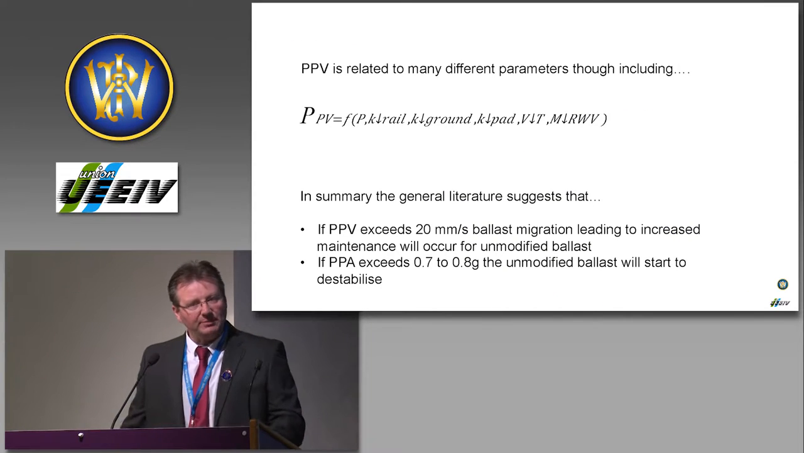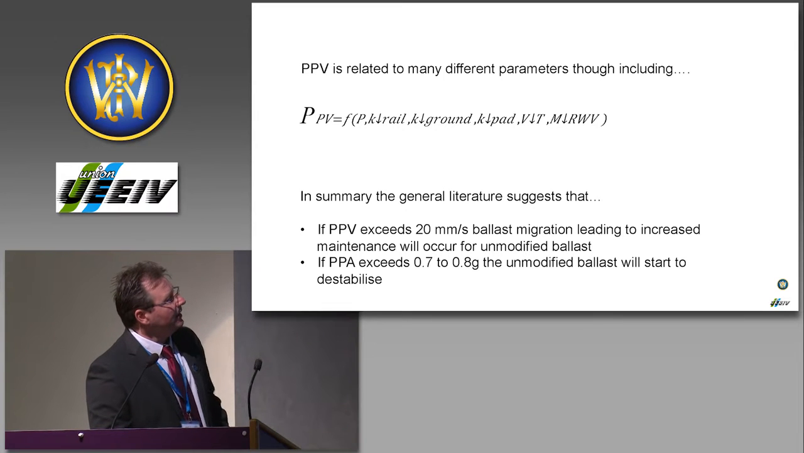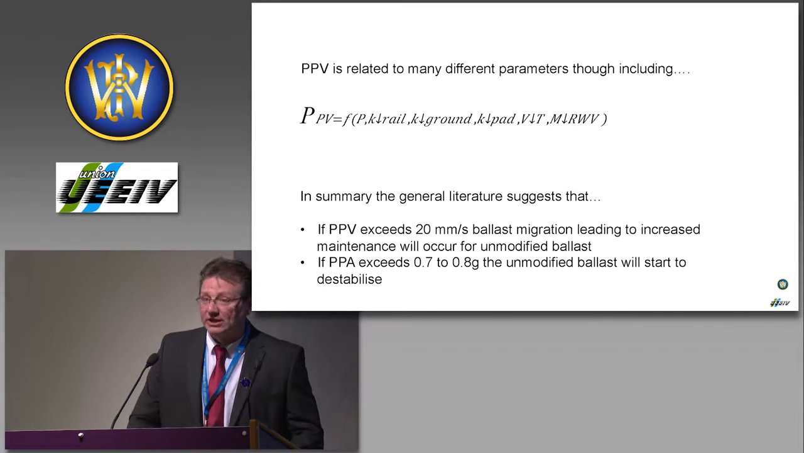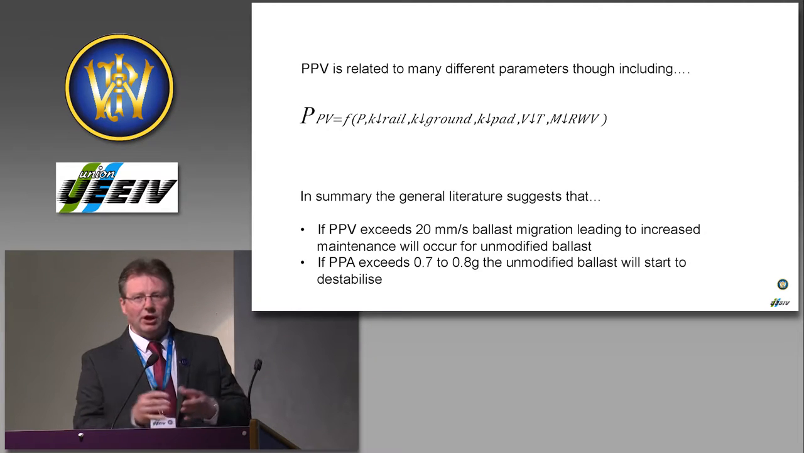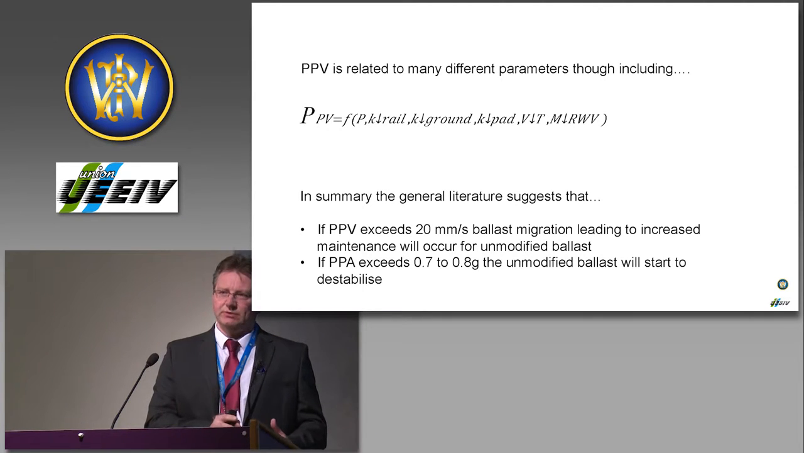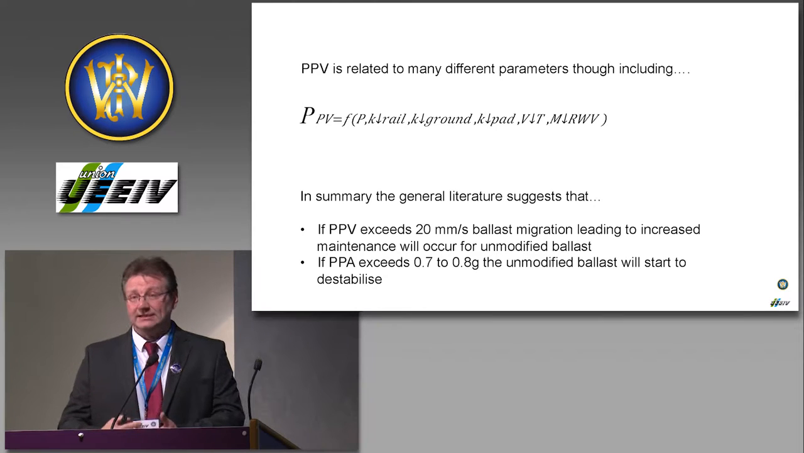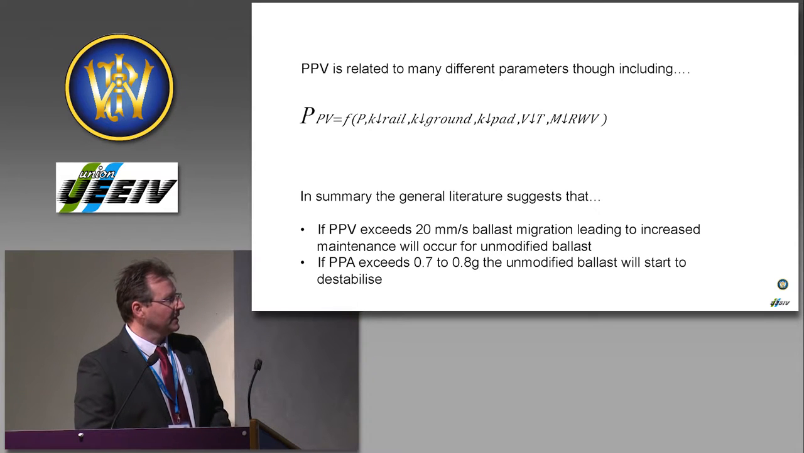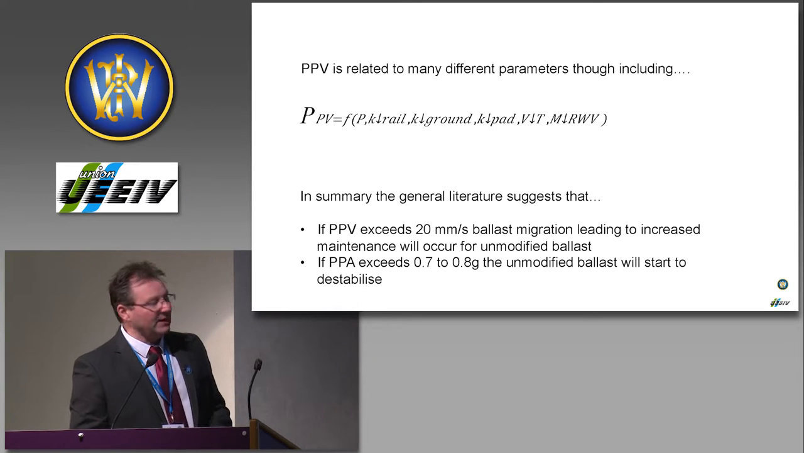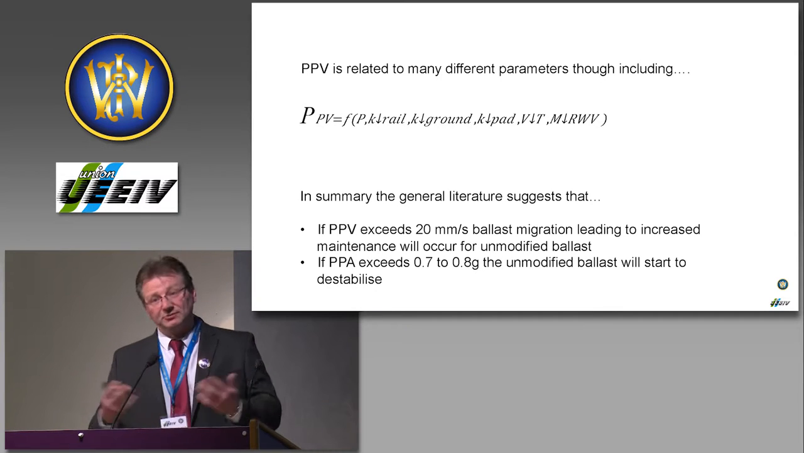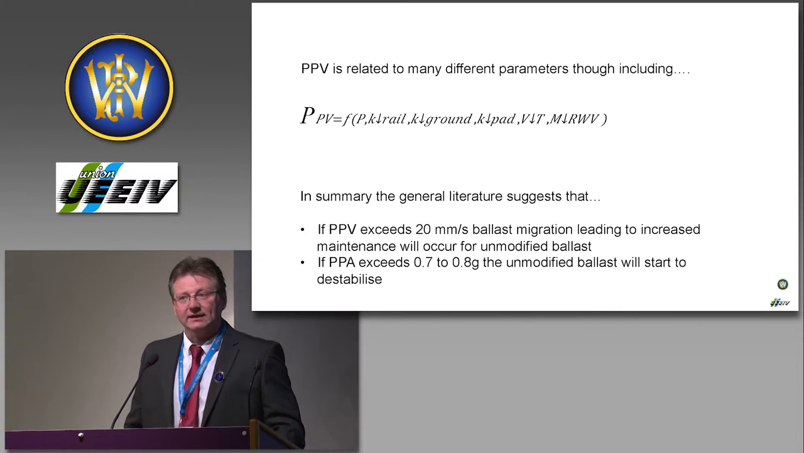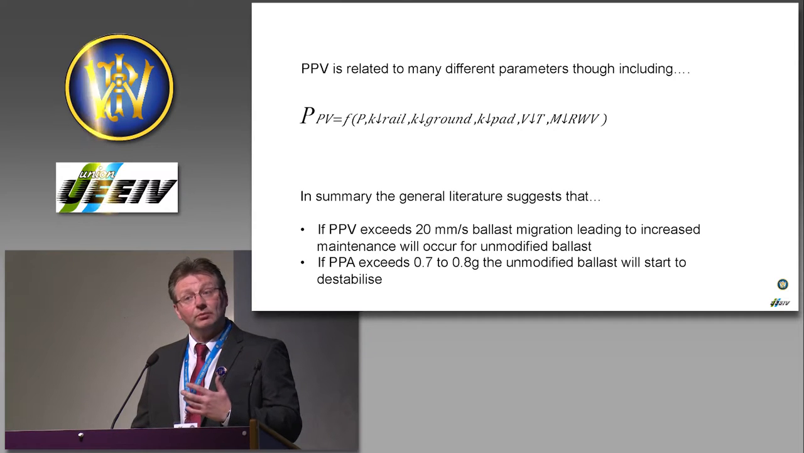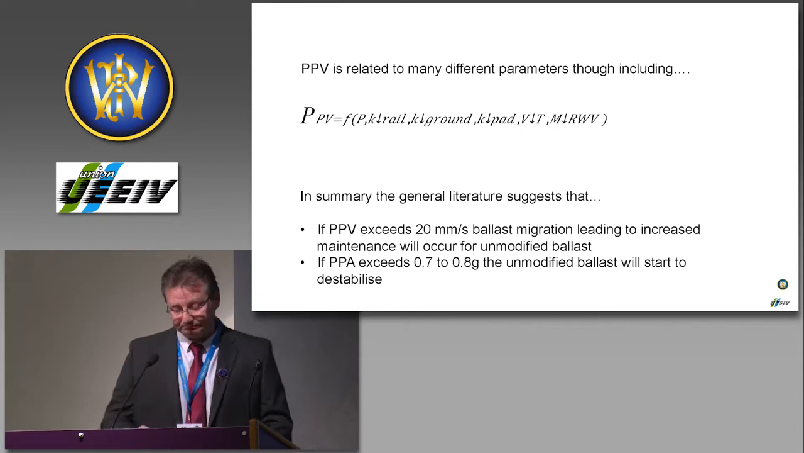Okay, so returning back to the peak particle velocity, we can see that the peak particle velocity is a function of things like axial loads, stiffnesses of the rail, the ground, the pad, the train speed, the critical ratio, and so on. Regardless of where that peak particle velocity was coming from, the data being presented in those research papers, and remember it's research papers, was suggesting that once you got above 20 millimeters per second, potentially, I mean the train's not going to fall off the track or anything silly like that, it just means that your maintenance level may start to increase.